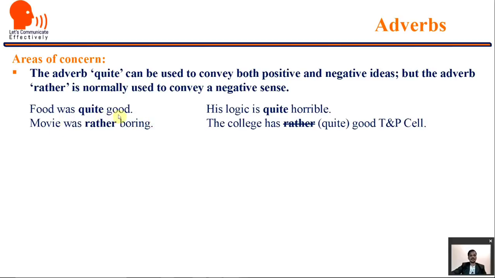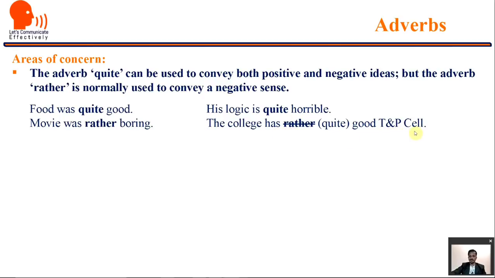Food was quite good. His logic is quite horrible. So for positive as well as negative, food was not quite good. It's okay. But rather is used to show only negative. For example, the movie was rather boring. Boring is negative, right? Here, look at the other example. The college has rather good TNP cell.